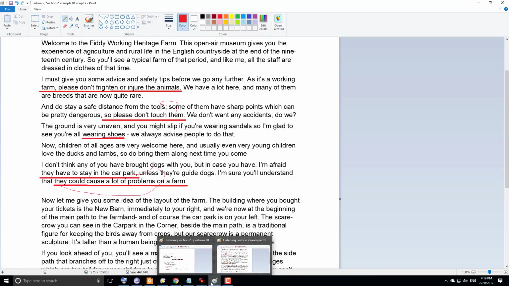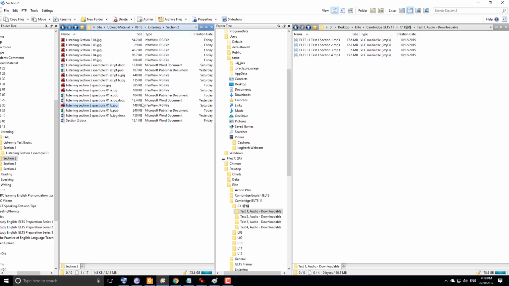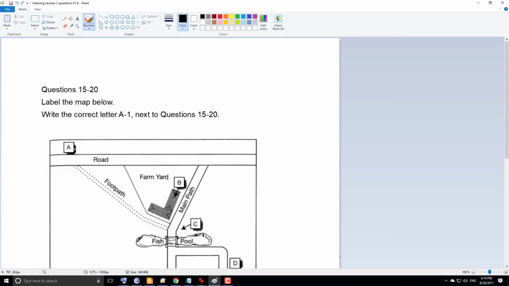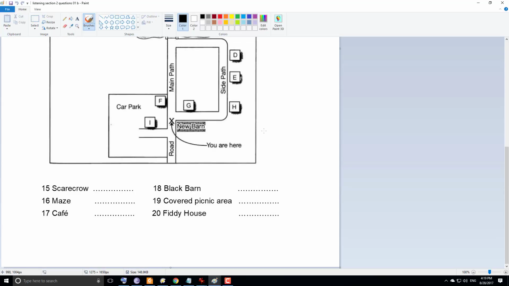Now, the next part of the test, the next part of the section rather, if we look at this part here, label the map below. Write the correct letters from A to L next to the questions 15 to 20.